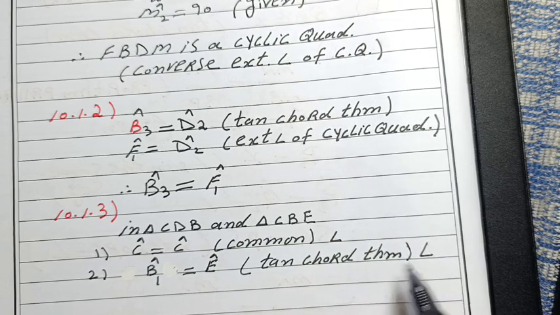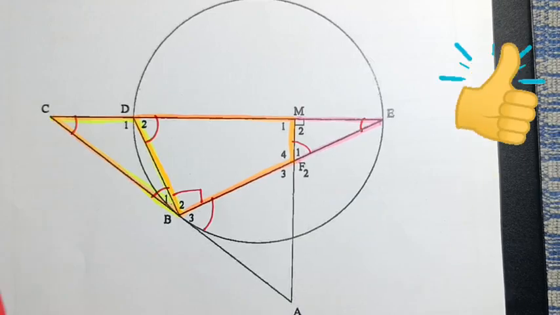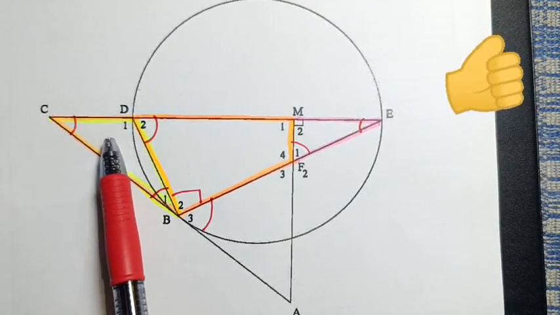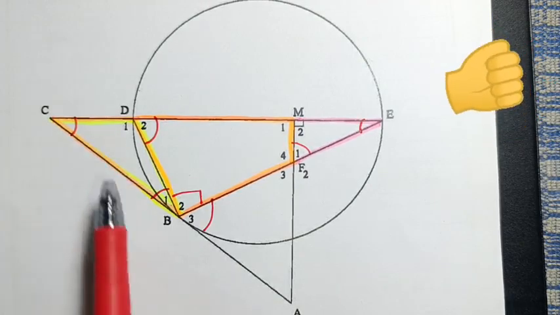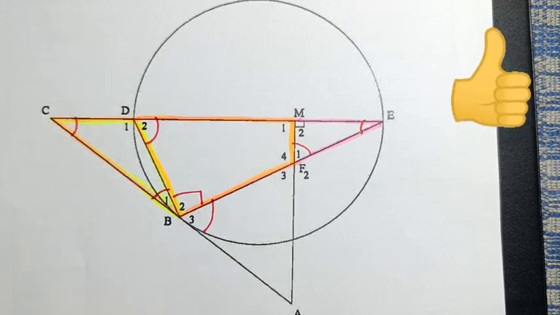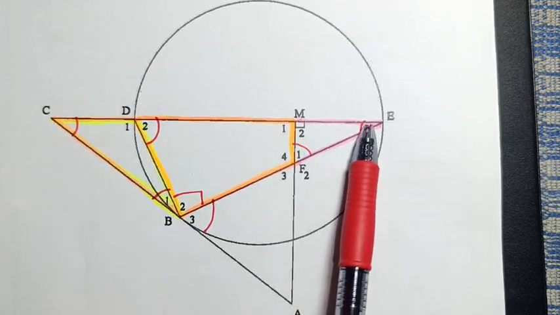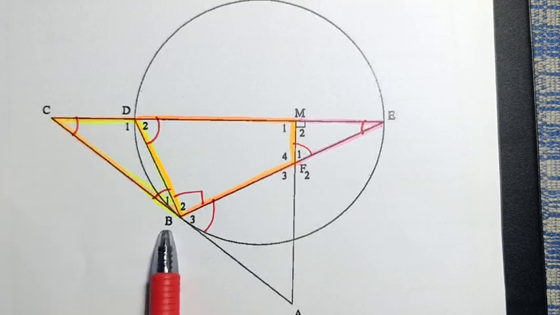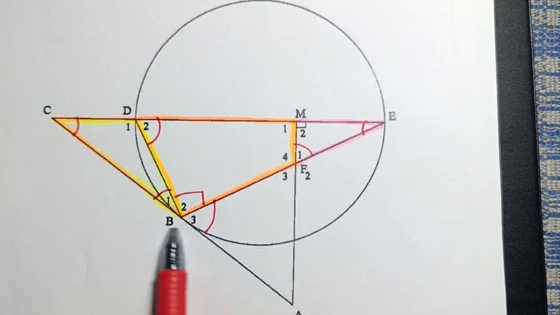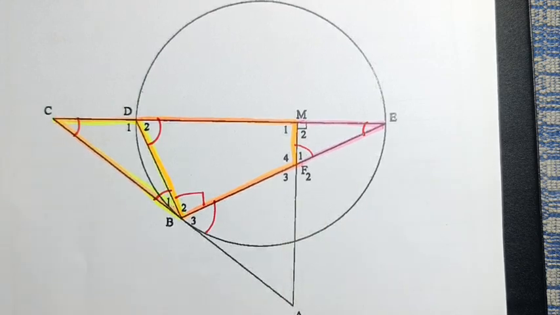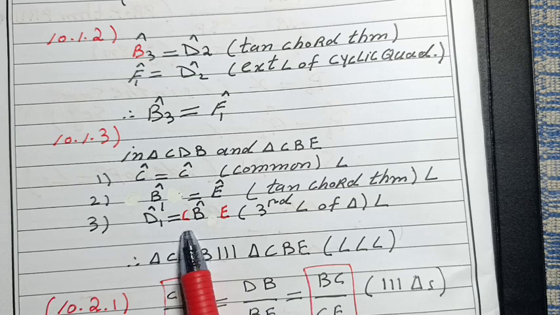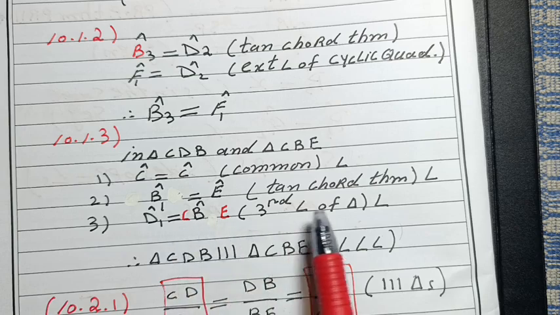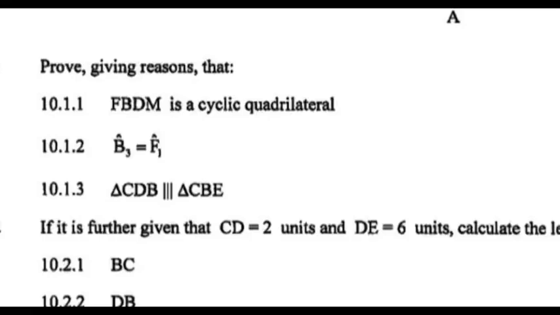Tan chord theorem. This is my second angle. So D1 is the third angle of triangle CDB, and angle CBE is the third angle of triangle CBE, the main one. Therefore, angle D1 is going to be equal to angle CBE, the third angle of the triangle.